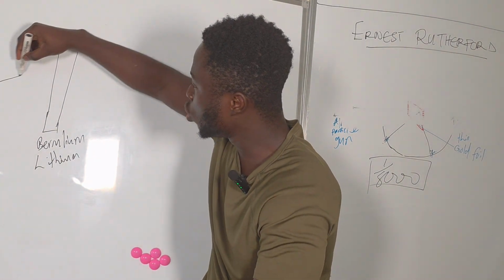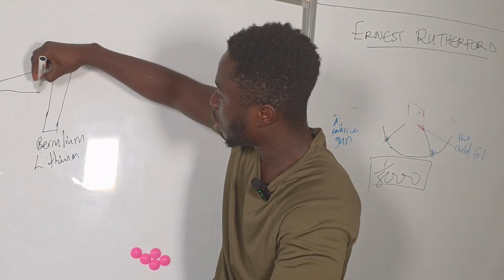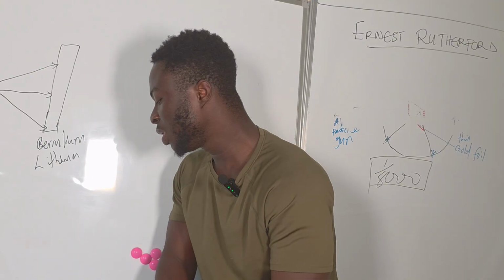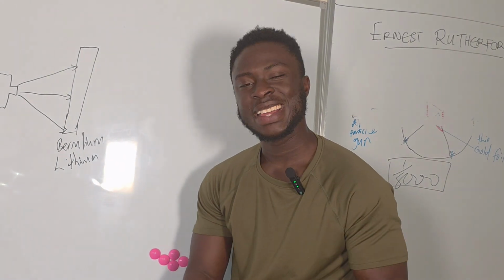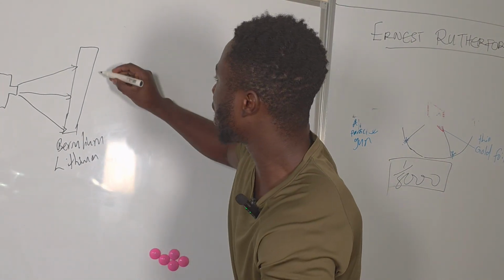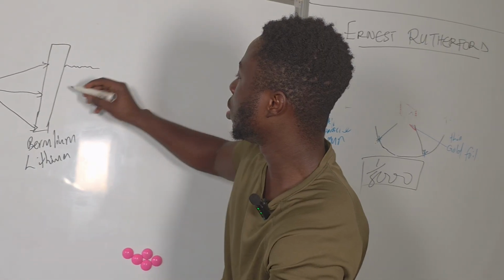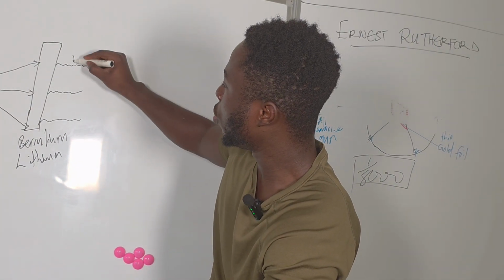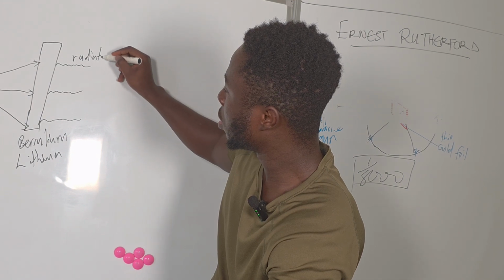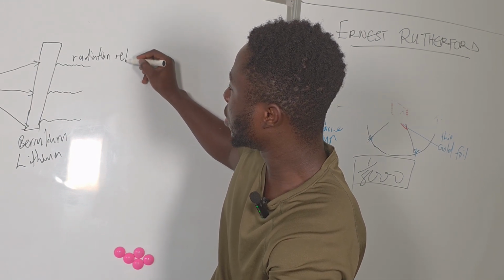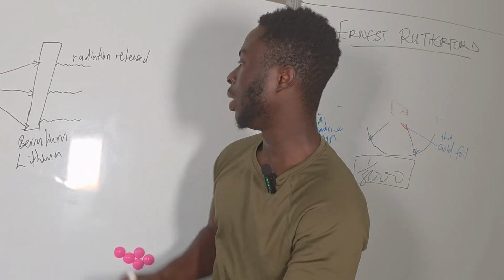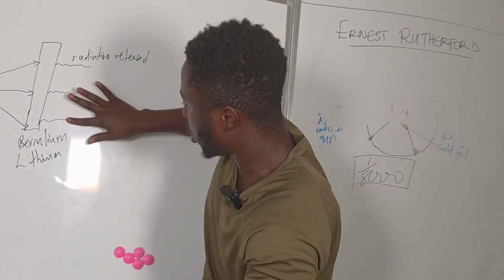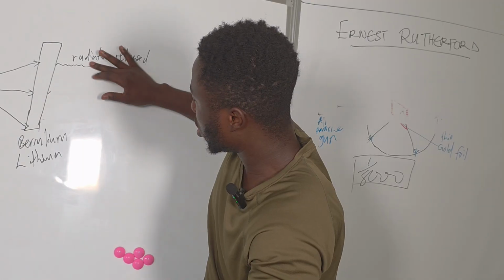And he shoots the alpha particles towards the metal. And when he shoots the alpha particles towards the metal, he gets a release of some type of radiation. But then he did not know what these radiations were. Let's change the radiation into a different color.